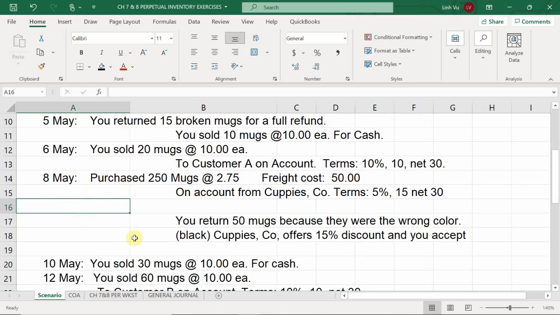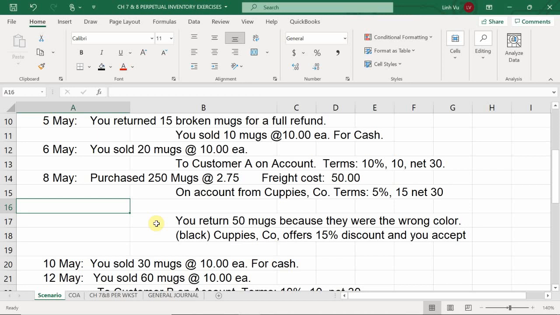So that very same day, I end up returning 50 of the mugs because they were the wrong color. They sent us black mugs instead of the brown mugs. However, somehow the vendor convinced us to keep the mugs because they said, well, you can still sell those mugs anyway. There's nothing wrong with these mugs. They're just a different color. So in this case, Cuppies Co. offers us a 15% discount to make up for their mistake, saying, I'm sorry, I sent you the wrong item. However, since I convinced you to keep it, I'll go ahead and give you a 15% discount.